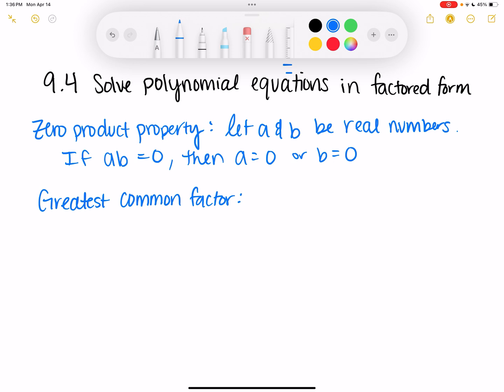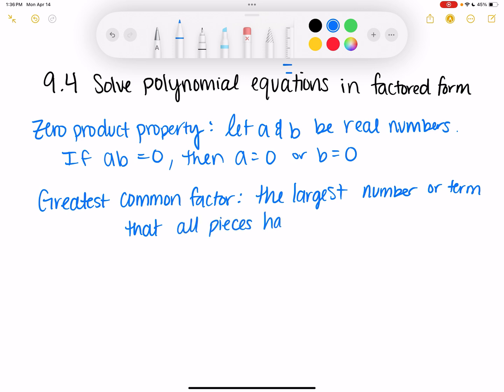So basically this is the largest thing. I try to put this in my own terms as much as possible. The largest number or term, because it can have variables in it, that all pieces have in common. So sometimes with what we're doing, it'll pretty much be what both pieces have in common, or maybe what all three pieces have in common, up to like 4. But we could have something much bigger. As far as this stuff goes, it's probably going to have between 2 and 4 terms that we may be factoring something out of.